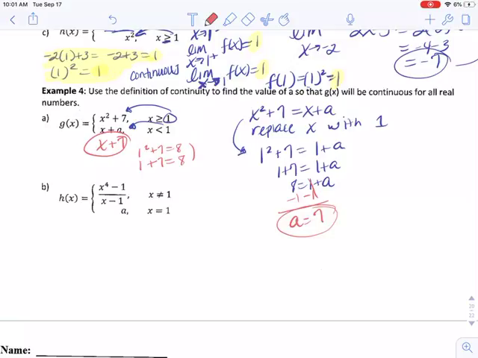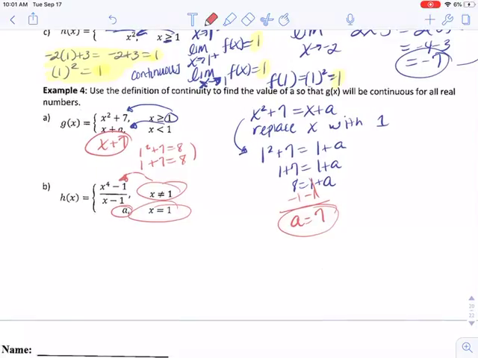All right, use the definition of continuity to find the value of a so g of x will be continuous for all real numbers. So when you see problems like this where x equals the number or can't equal the number, to find the limit, you plug the limit into this equation. That's how you calculate the limit. And then the function value is going to be the whole part. So in order for it to be continuous, all these values have to be the same.